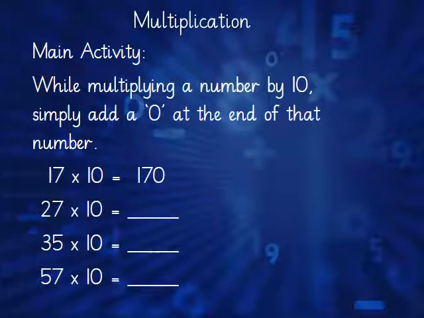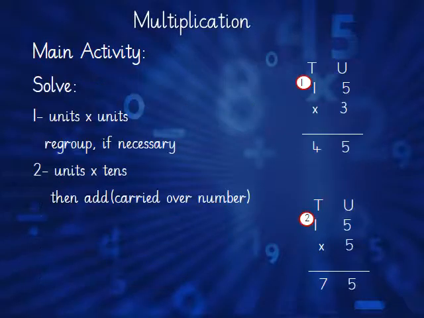Let's come up with the answers. 27 multiplied by 10 is equal to 270. 35 multiplied by 10 is equal to 350. And the last one, 57 multiplied by 10 is equal to 570. Hope your answers are correct. That's a good job. Now let's discuss multiplication sums.